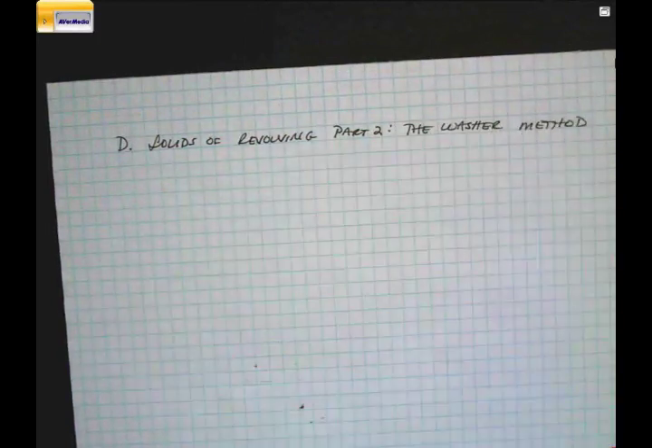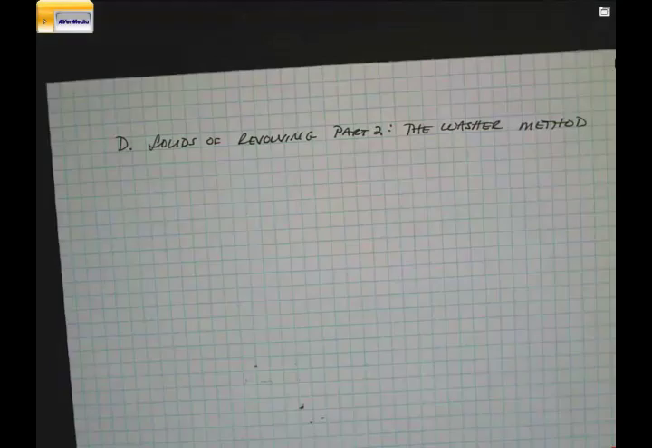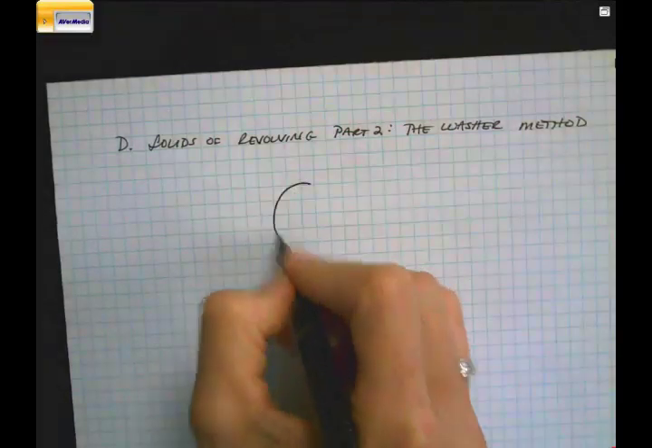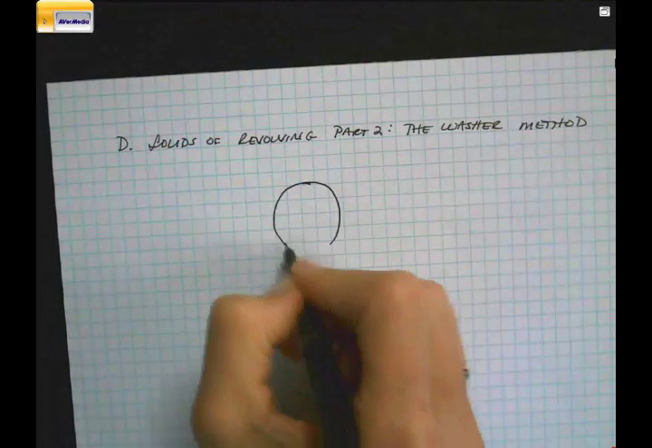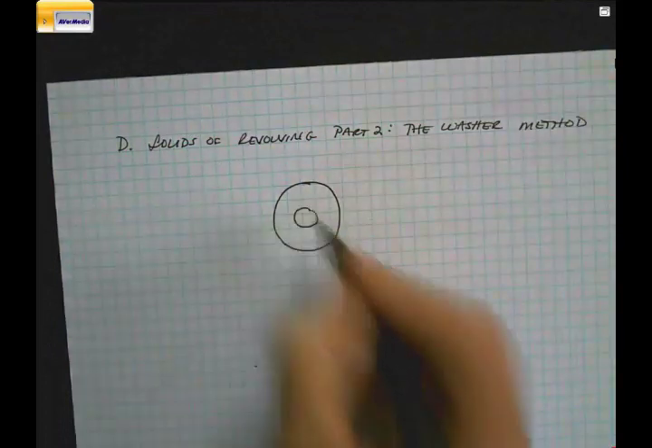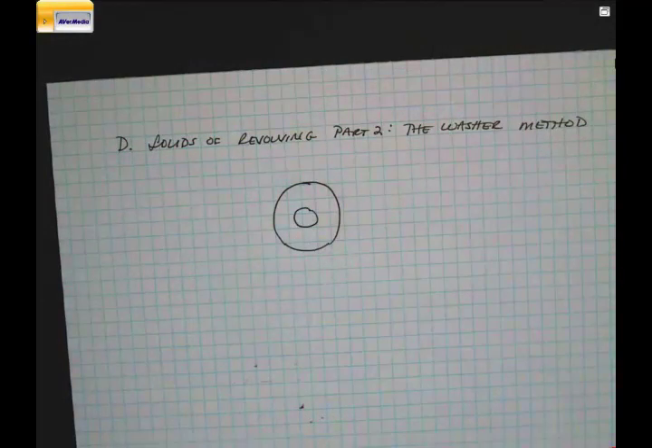Okay, the washer method. No longer the disk method. Now we're going to transition into the washer method. If you just think about disks and washers, this is a disk. It's a solid circle. A washer is one which has a hole in the middle. It's like a donut, but flat.